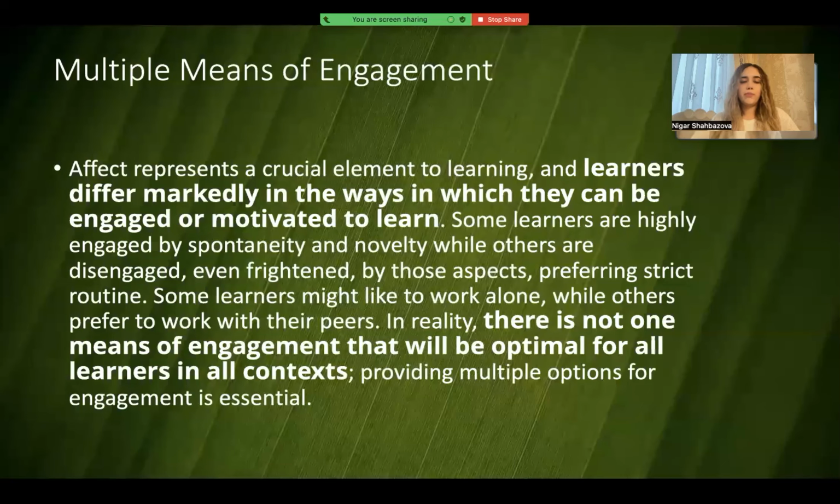Let's start with engagement. It means that not all learners are motivated in the same way. Some may prefer to work alone, while others prefer to work with their peers. Or some may have different interests in writing. For example, you want to assess their essay skills, but one student is not motivated by the topic because it's not in his area of interest. So you can say that he can choose his own topic, which will motivate him.